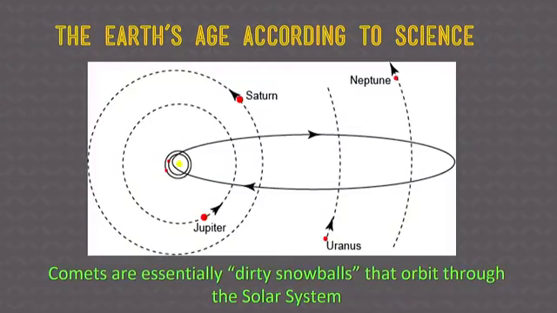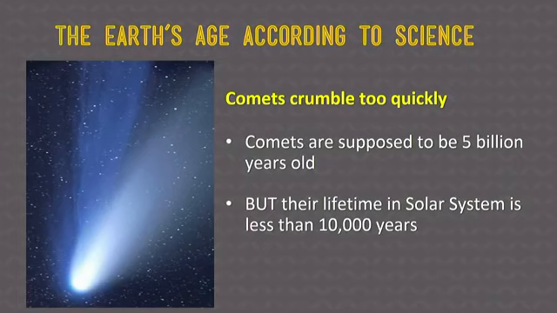Let's look at comets. Comets are essentially dirty snowballs. They're made up of dust and ice that orbit through the solar system. But as they get close to the sun, they disintegrate because particles come out of the sun, knock off pieces of ice and dust, which is why you've got the tail of the comet lit up by the sunlight. So they're crumbling, they're disintegrating.